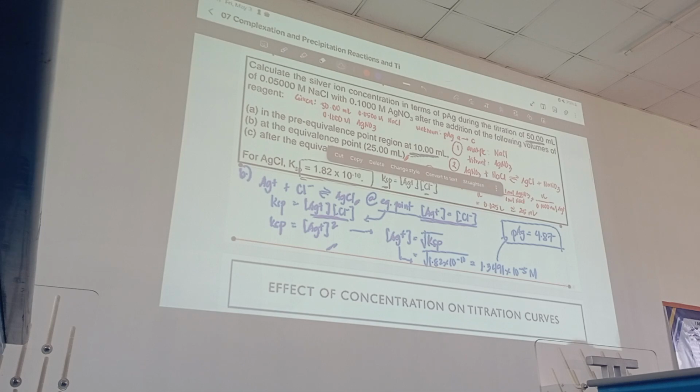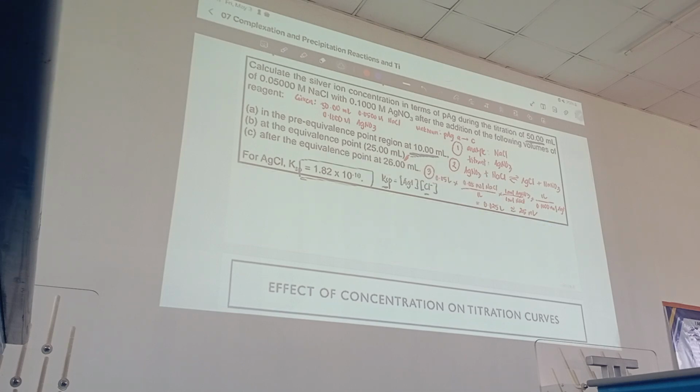Okay, let's proceed to letter C. For letter C, it is the same as letter A. First, solve for the moles, the molecular value, to know which one is in excess.